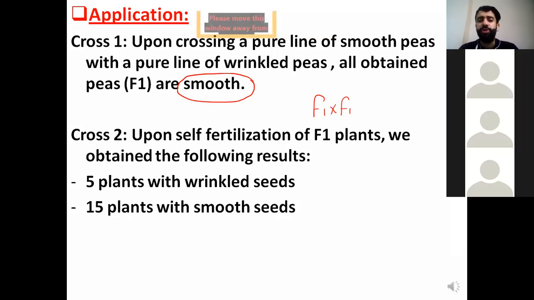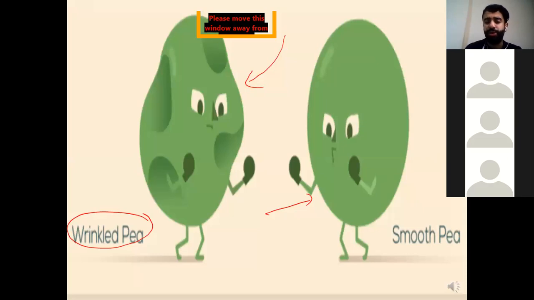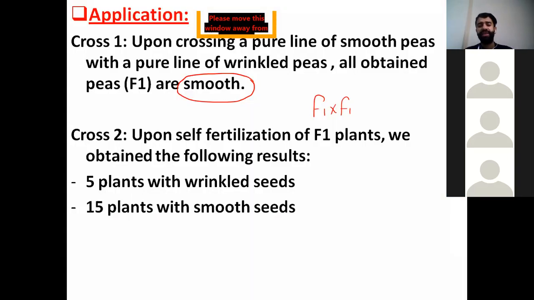So a pure line of smooth peas is crossed with a pure line of wrinkled peas. These are the smooth peas, and these are the wrinkled peas. Here we have this crossing, and all the obtained peas are smooth. So if I ask you, Hadi Fadlallah, what can you deduce from this first cross?